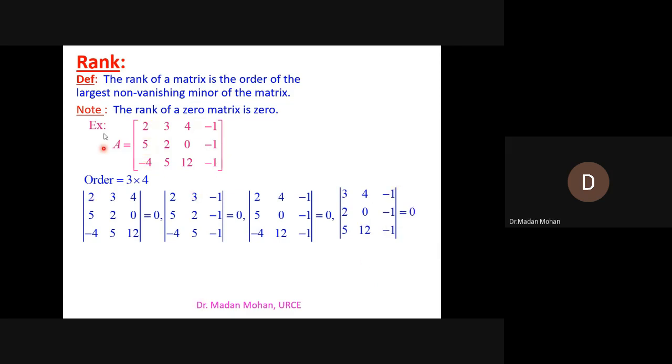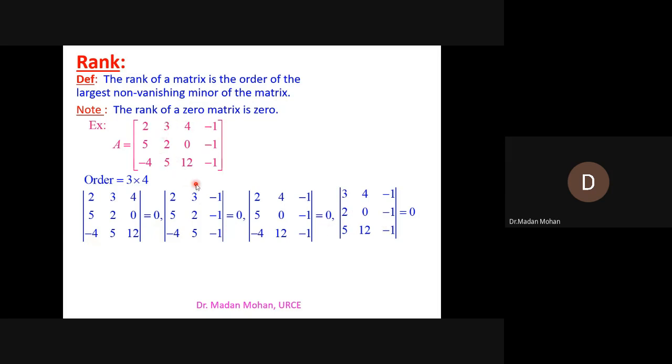But I require a non-vanishing minor of the matrix. All the minors of order 3 vanish. 3 cross 3 means order 3, and they all vanished. The largest order, 4 cross 4, is not there. 3 cross 3 are there, but all vanish. So I should come down to second order. I don't have any more 3 cross 3 submatrices here.